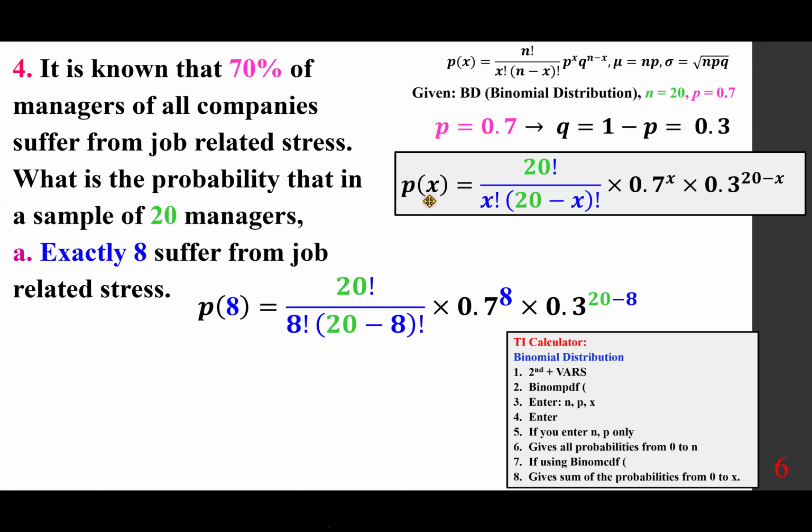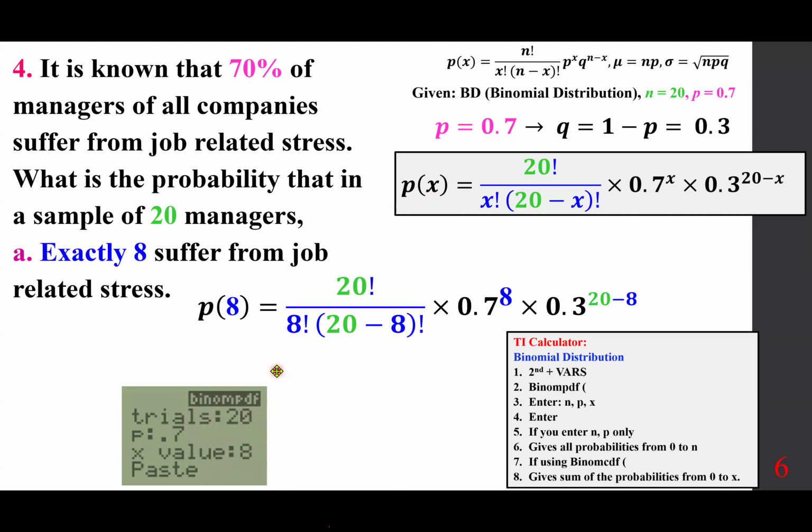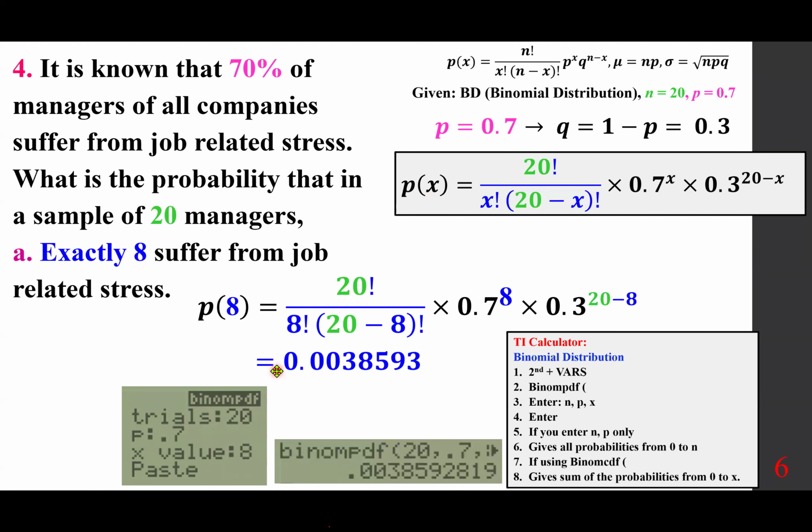You can do it by hand, you can do it by a calculator. If we go with binomial, in this case, we go with binomial PDF because we want just one value. So n is 20, p is 0.7, and x is 8. Please distinguish between binomial PDF and CDF. It gives you this answer. We write it here. When we stop at 2, next to it is 8, we change it to 3. Again, you write all the decimals that are given just to be on the safe side, unless they tell you how many decimals, then you want to follow that.